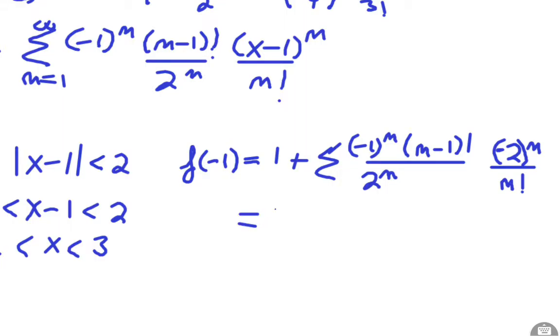Isn't that 1 plus sigma? Now, what is 2 to the n times negative 2 to the n? Isn't that negative 1 to the n? And negative 1 to the n times negative 1 to the n is negative 1 to the 2n, but that's an even power, so it's positive 1. So all those coefficients become 1. Then n minus 1 factorial over n factorial is 1 over n, isn't it? Isn't that what's left?